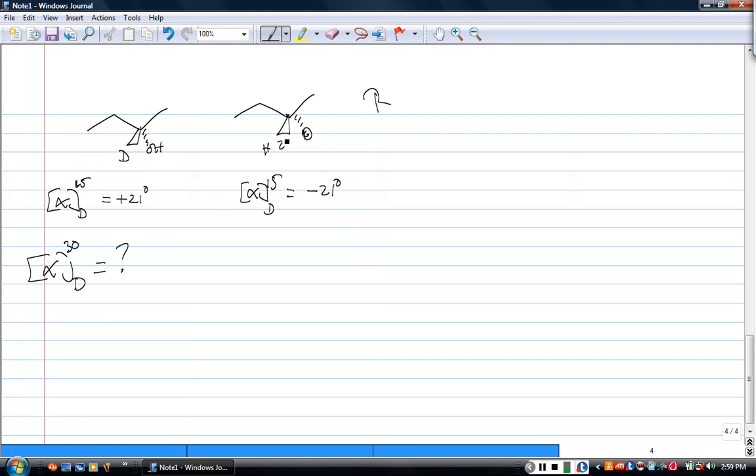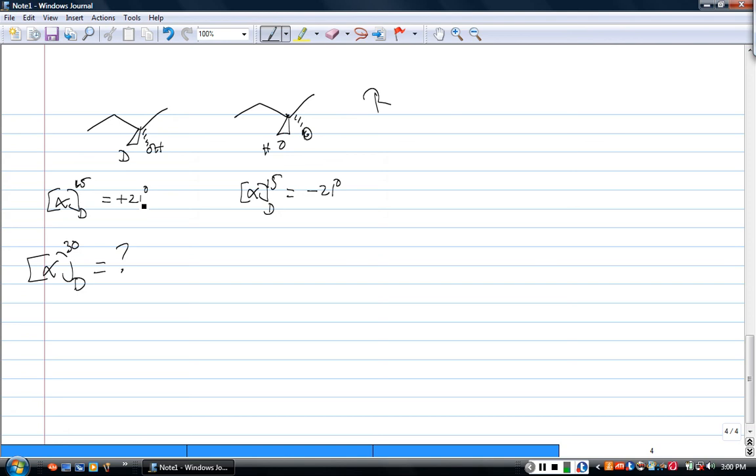We have made up priorities for these groups, and we've done this arbitrarily, and we've said this direction would be the R configuration. That's fine. The molecule will rotate plane polarized light as it sees fit. And not because this is R does it mean that this is going to be plus. The configuration of my stereocenter has absolutely no bearing on the direction of rotation of plane polarized light. None whatsoever. However, if the R compound is levorotatory, then I can say the S compound is dextrorotatory.